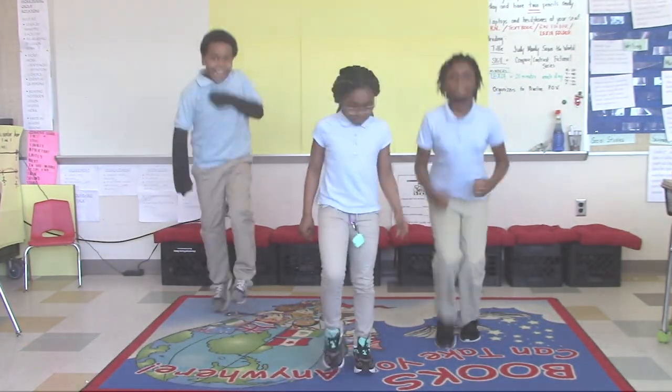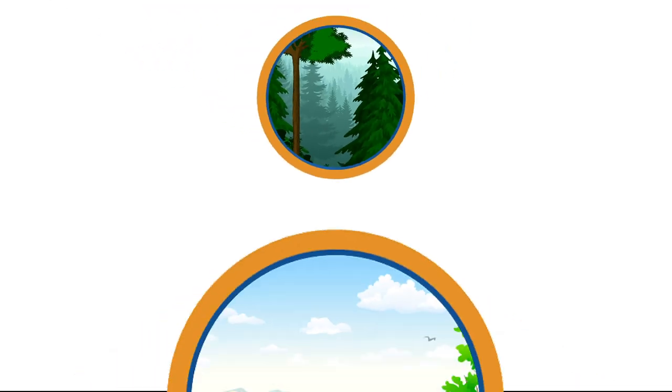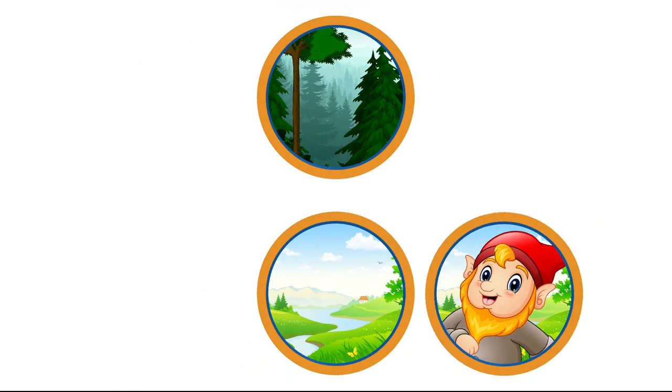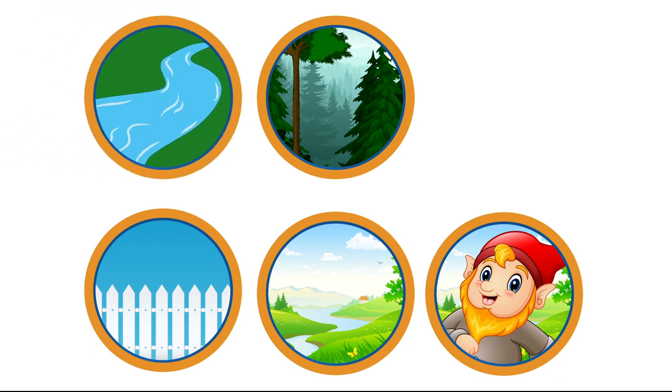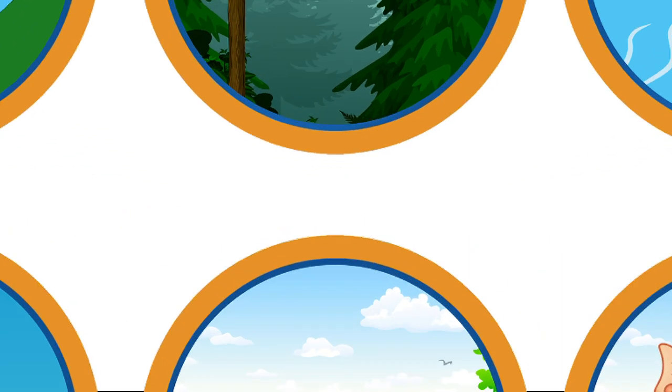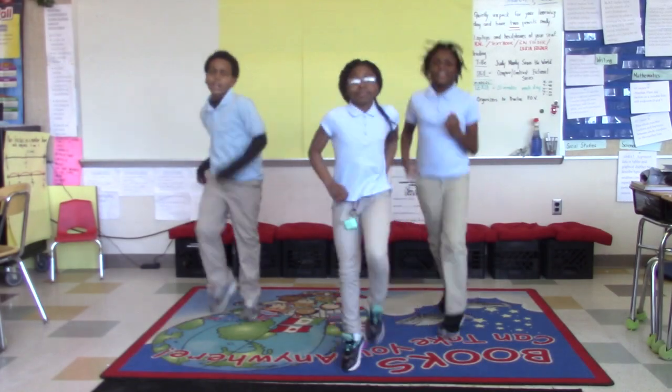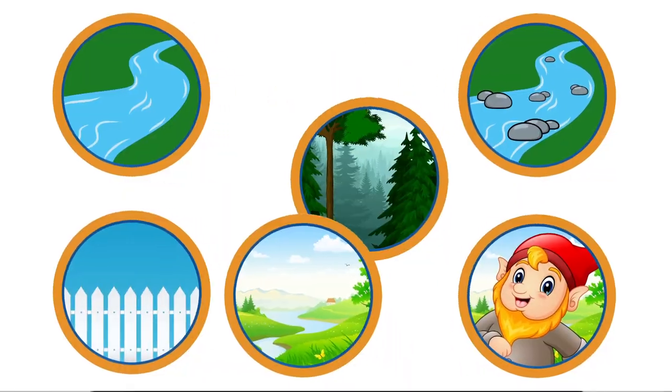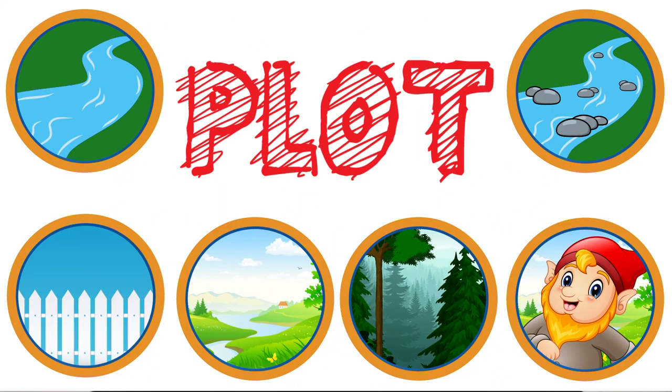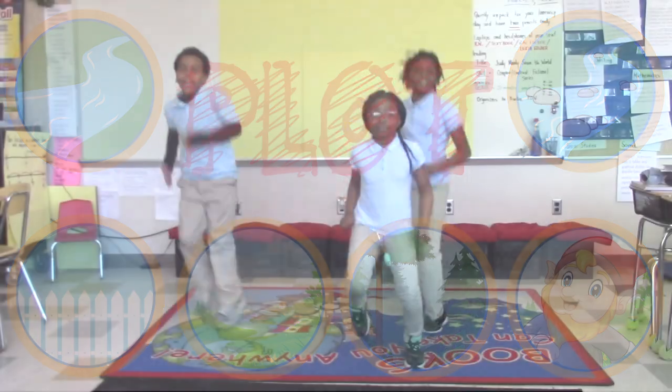So far, we've found our way into the forest, swam across a river, been helped by an elf, climbed over a fence, stopped for some water, and hopped across the rocks in a stream. Keep skipping! All these events together add up to make the plot of our story. Remember, the plot is what happens to characters throughout the story.